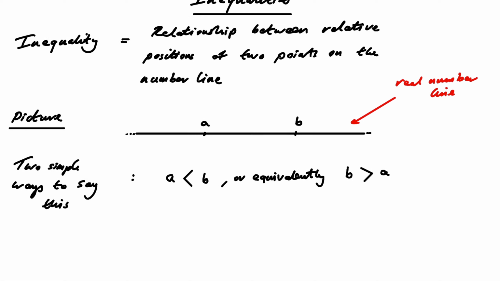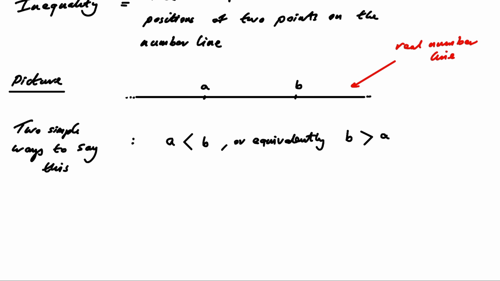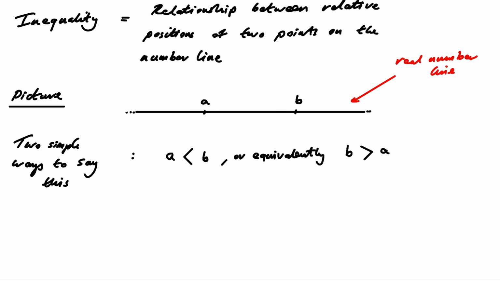Well, first of all, this should be read as follows. So I'm going to give you two ways of reading this symbol. So this is shorthand for the following. If I was to say this out loud, it would be A is to the left of B on the number line. A is on the left of B on the number line.